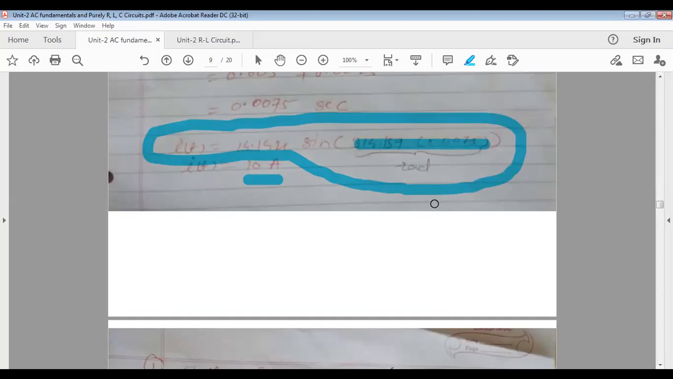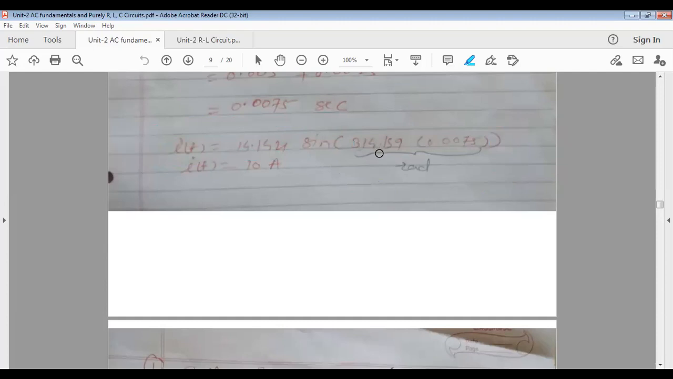Then what you have to do? Try it and see, it will not come. How will the answer come then? Tell me, what will you have to do? If your calculator is in deg mode, you have to convert radian to degree. Correct, what you have to do? Radian you have to convert to degree. Very good. Got it, everyone?